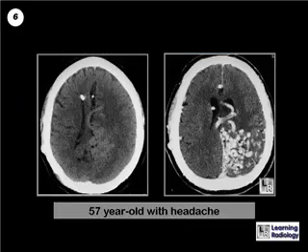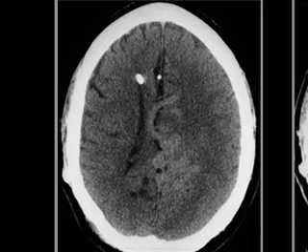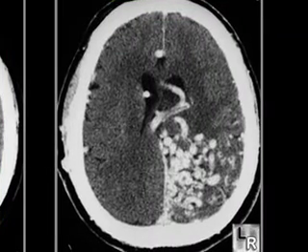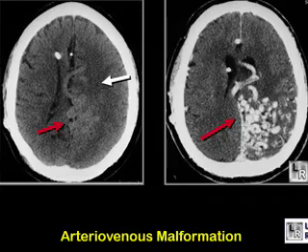The next case is a 57-year-old with a headache. You're looking at pre- and post-contrast images of a CT scan of the brain. Pause your computer or MP3 player. This is an arteriovenous malformation of the brain.